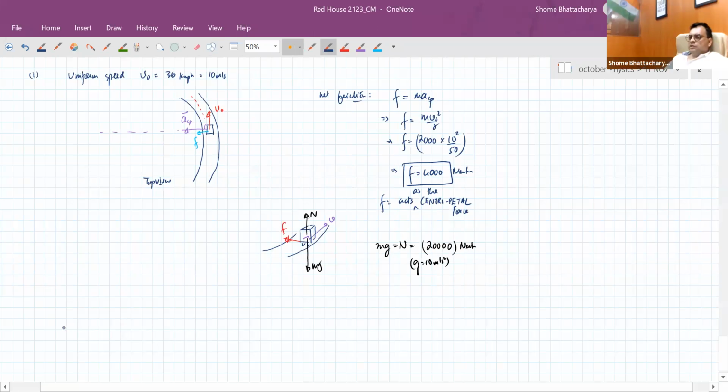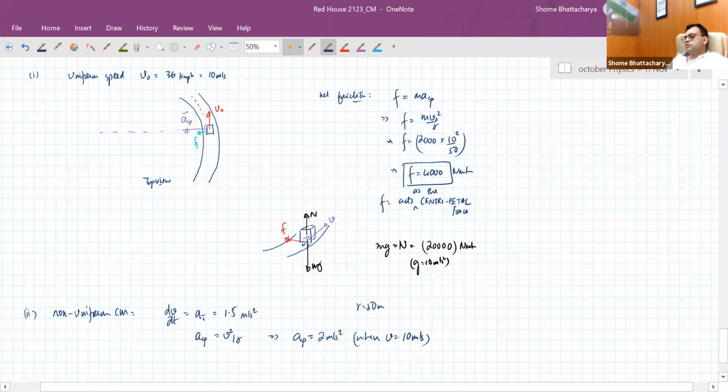So I hope you understood this situation. So in the second case, we have a non-uniform circular motion, such that the rate at which the speed is increasing, or the tangential acceleration, is 1.5 meters per second square. And the centripetal acceleration is v square by r, which is equal to 2 meters per second square when v is equal to 10 meters per second, because the radius was given to me as 15 meters.